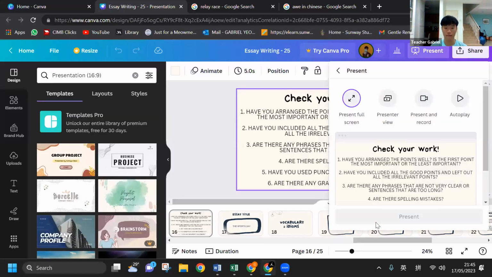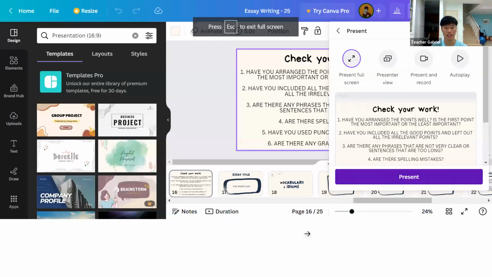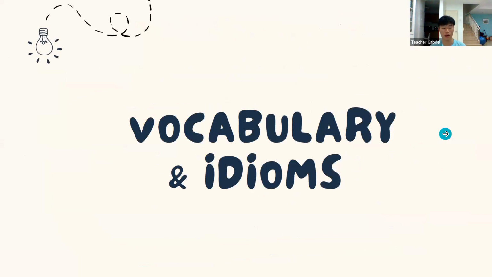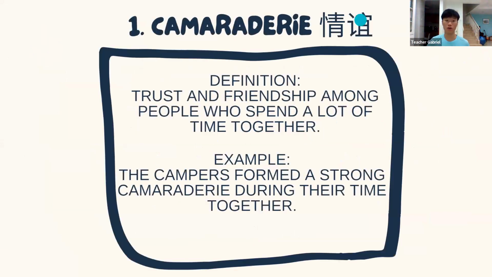Okay, and also grammatical errors: does your sentence have any? Make sure you pay attention to all that. Okay, so let's start with our vocab and idioms. I won't take long because I also explained quite a lot to you already.